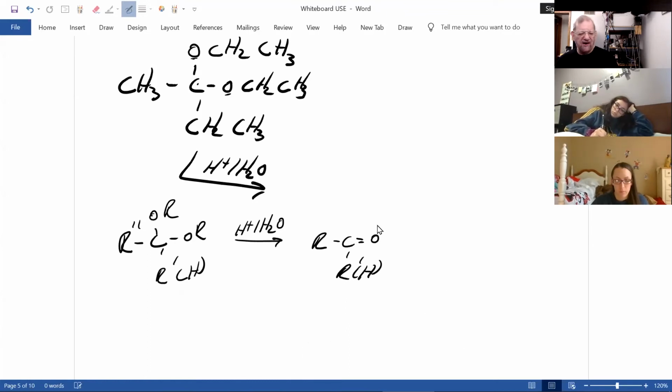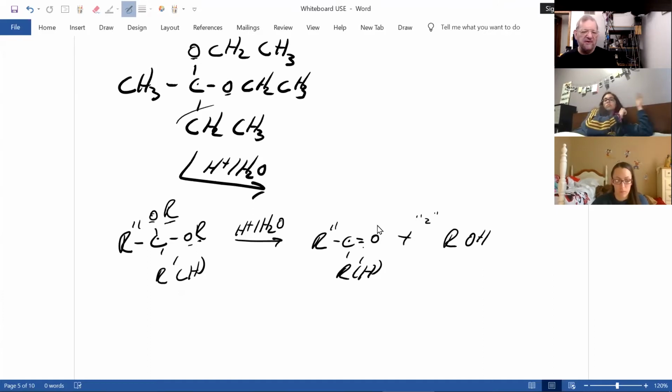Keep your eye on the carbon with the 2 oxygens, and they'll still be attached, whatever R and R prime, R double prime, still attached, and this becomes a ketone or aldehyde. And then you'll get your alcohol from this and this. And for those who must, put it to there. Organic chemists like me wouldn't.